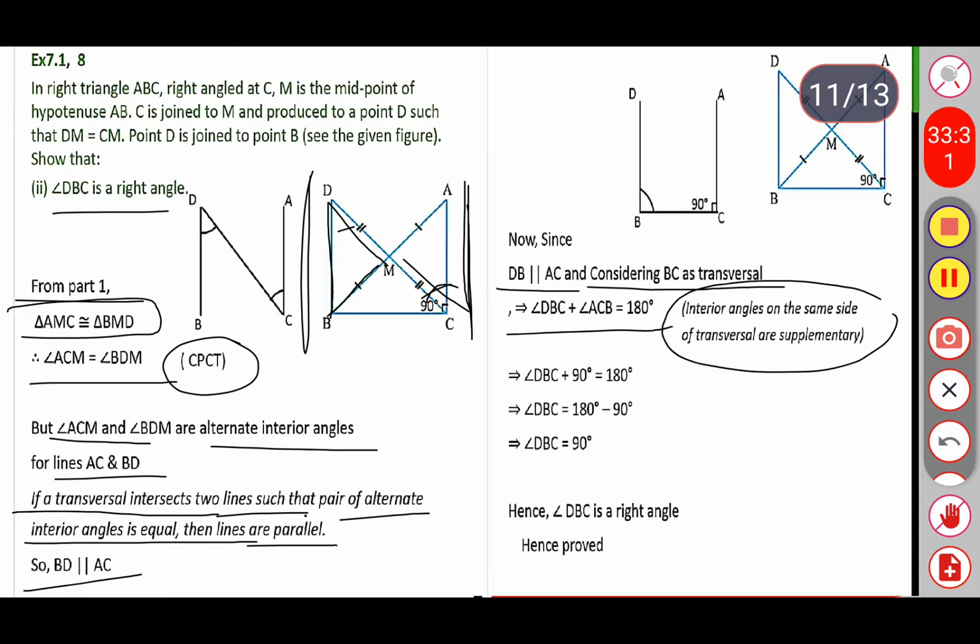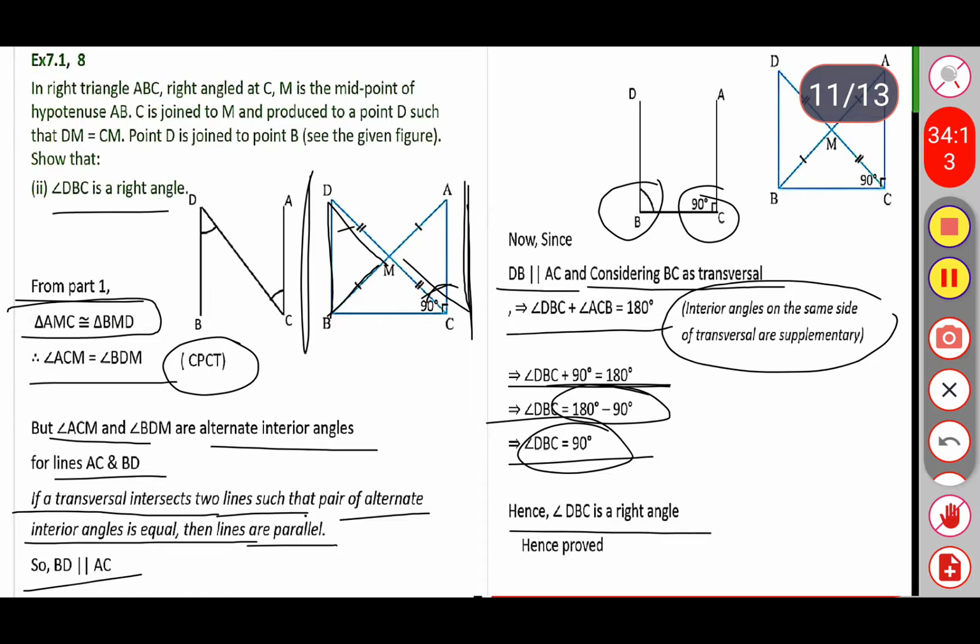So the sum of the two angles is 180 degrees, and we already know angle C is 90 degrees. Therefore, angle DBC plus 90 degrees is equal to 180 degrees, so angle DBC is equal to 180 minus 90. The final value of angle B is 90 degrees. Just by subtracting 90 degrees from 180, we get the other angle as 90 degrees. Hence, angle DBC is a right angle. This is the proof of the second question.